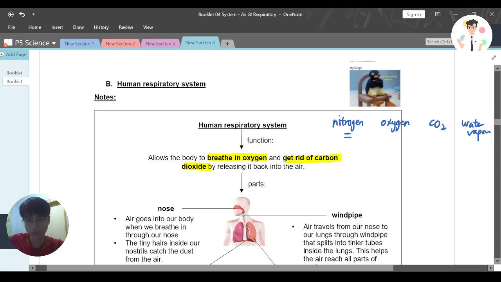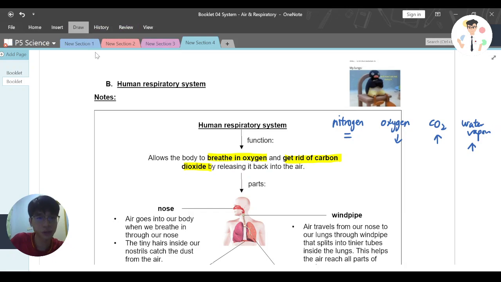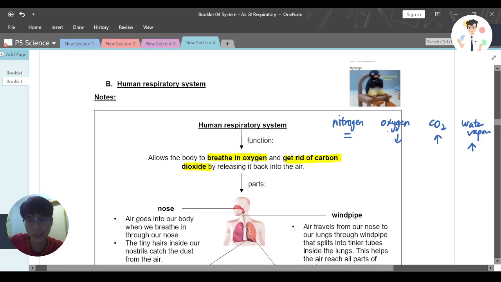Oxygen, when we breathe in and when we breathe out, the amount is different. The amount when we breathe out will be lesser, not so much lesser, but it will be lesser. But carbon dioxide, when we breathe out, will be even more than when we breathe in, and the same goes for water vapor. But again, the main two things that we are focusing on now are still oxygen and carbon dioxide. This is something that you should know.